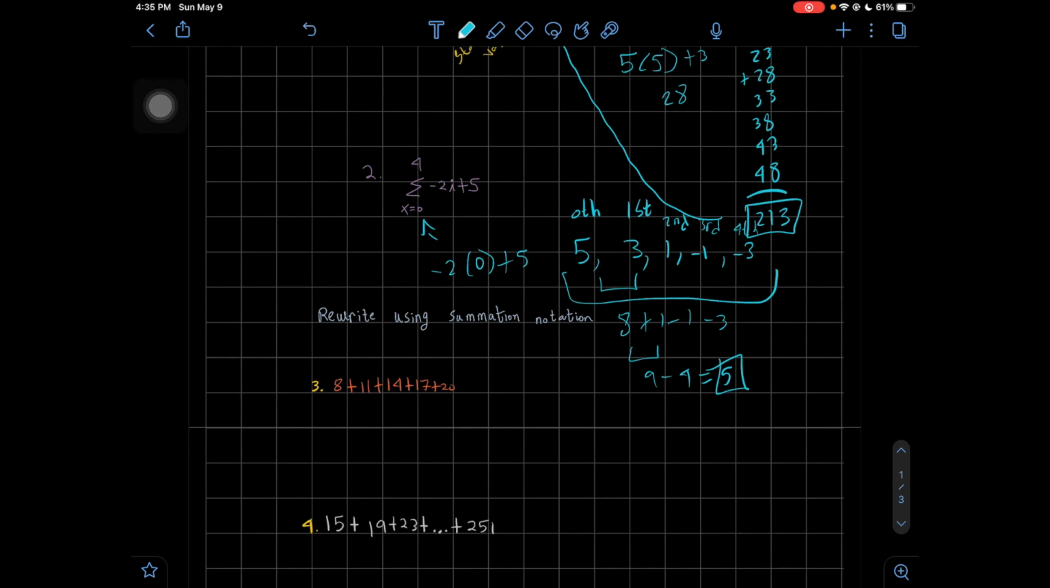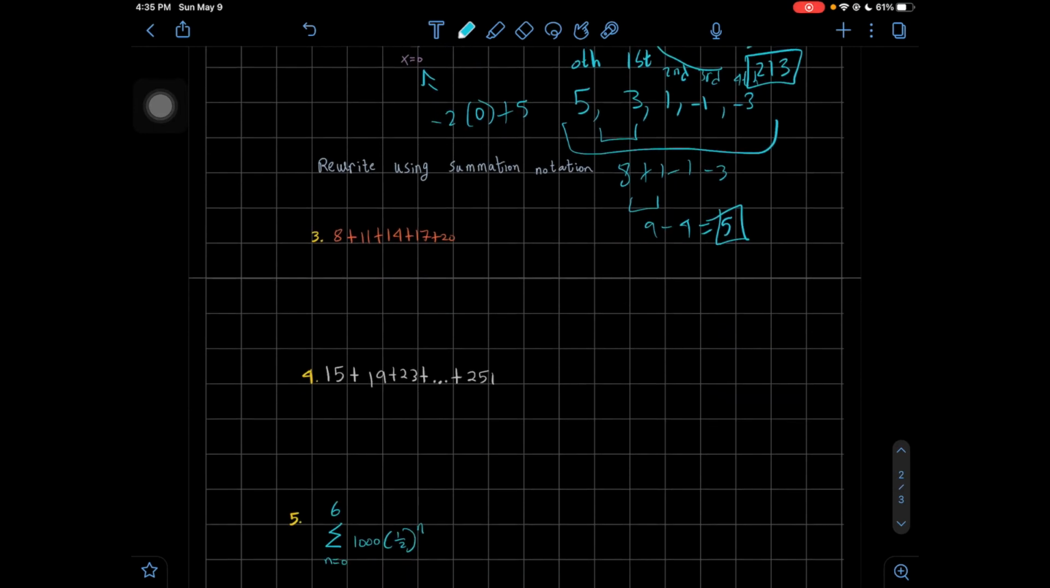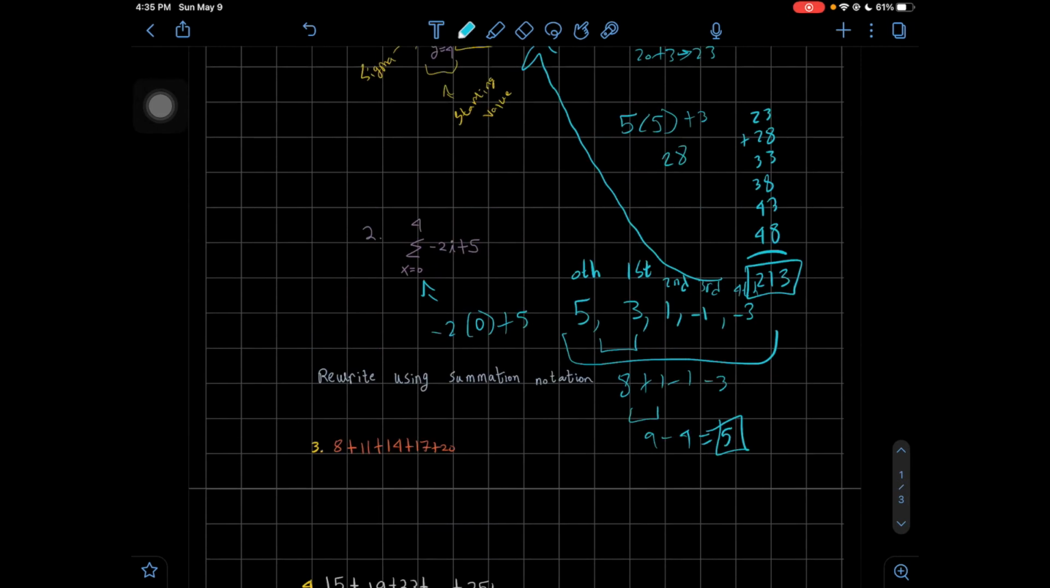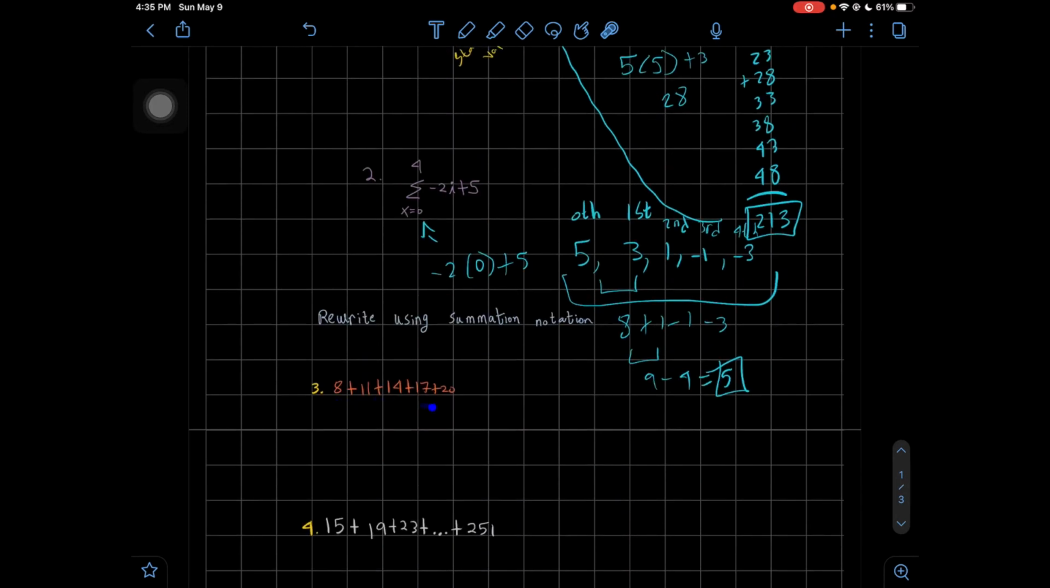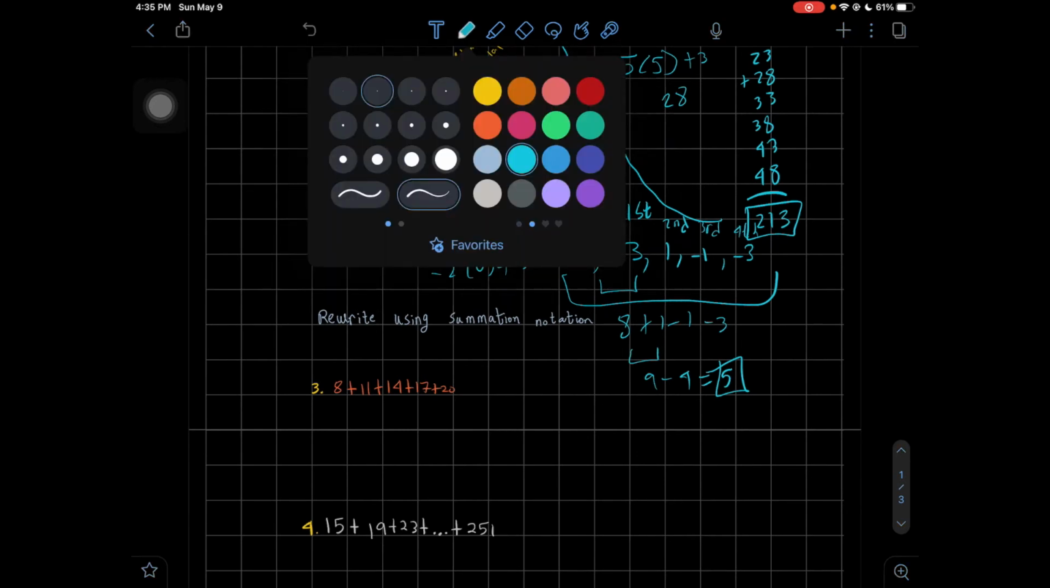Now let's go ahead and do our second type of problem, which says that we must rewrite using summation notation. As I said before, the questions we just did in 1 and 2 are already in summation notation. And in number 3, it's giving us a sequence, and we just have to input it into summation notation. Let's go ahead and do that down here.